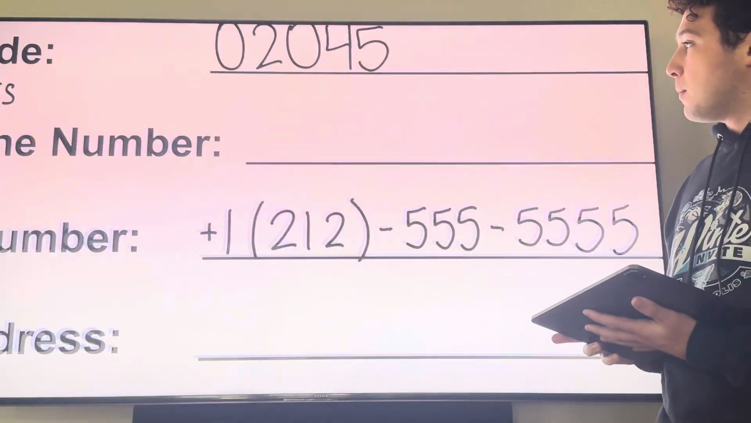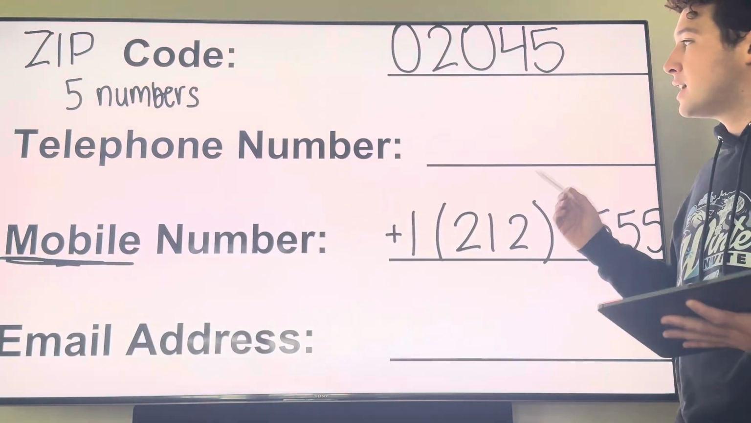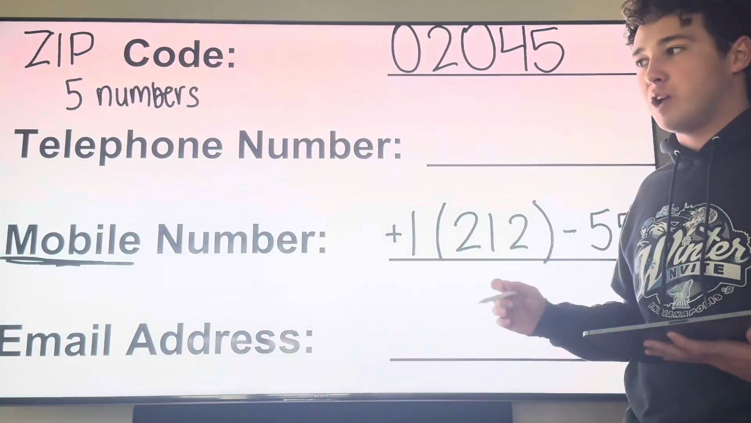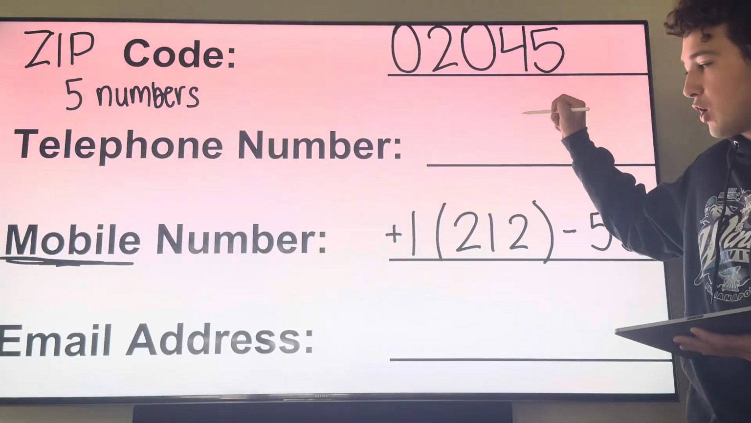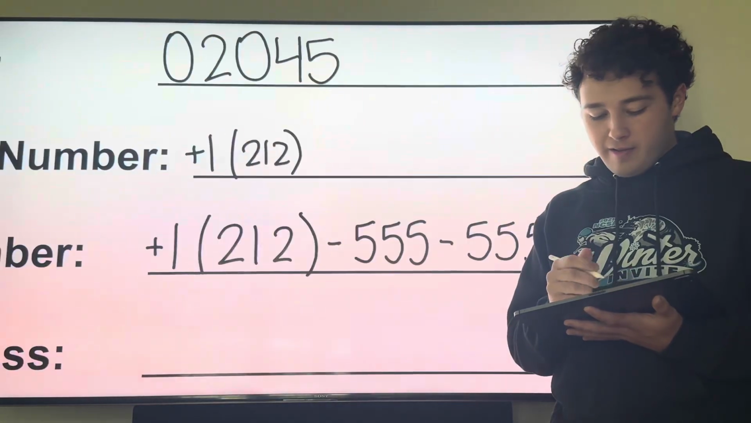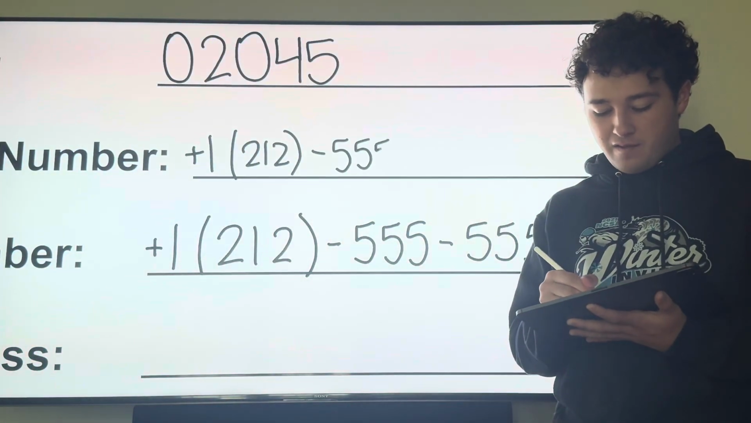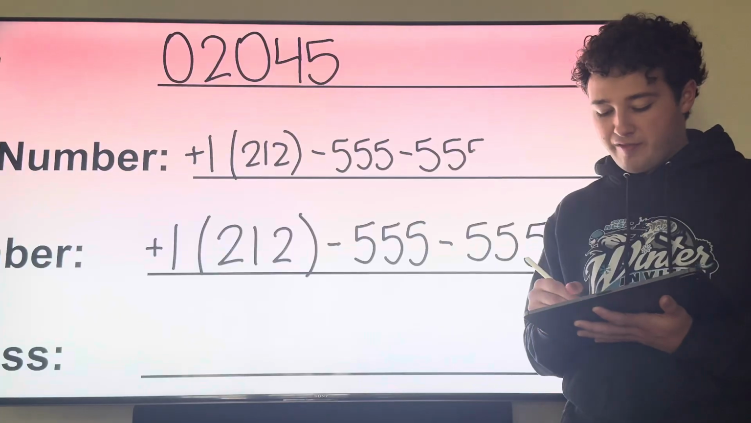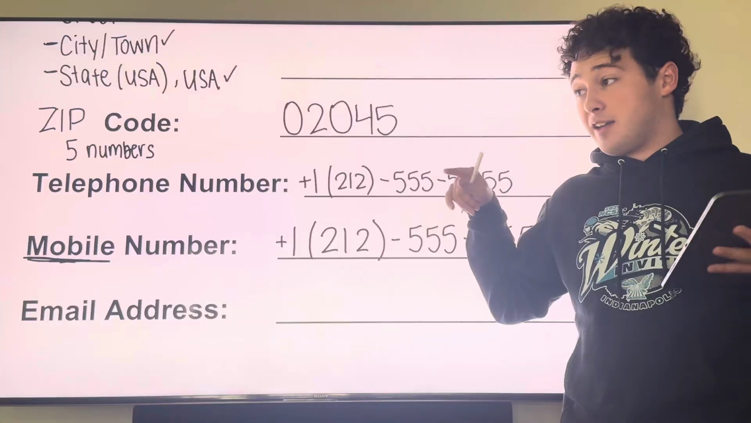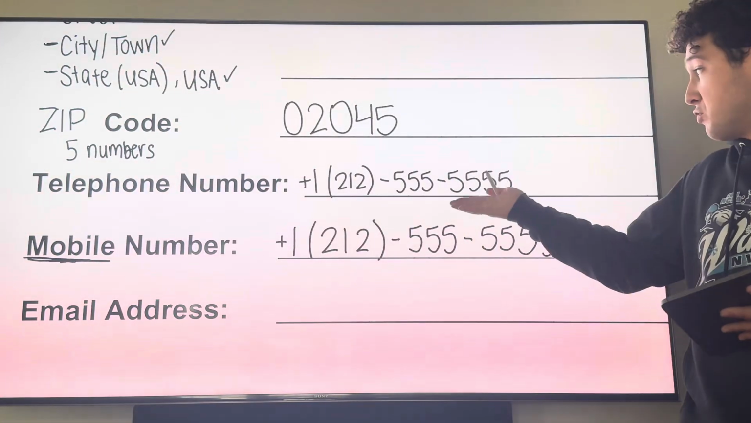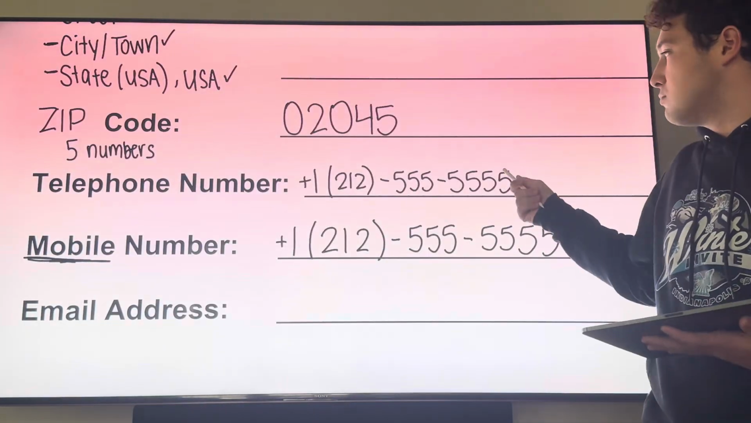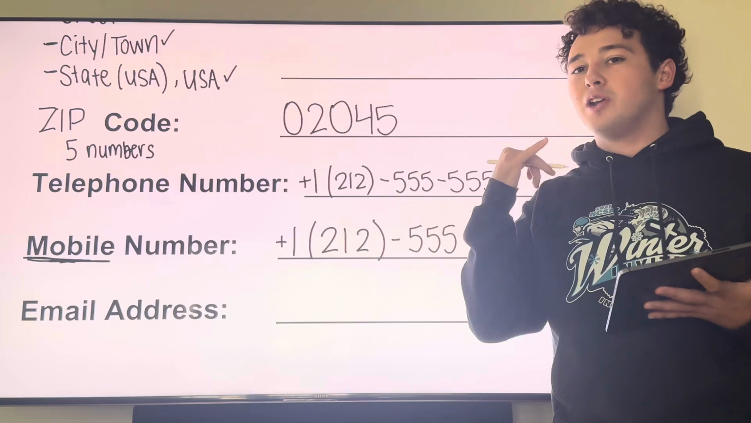Now, up here, telephone number, like I said before, often means the number for your house. However, if you don't have a house phone number, I'd recommend just putting the mobile number again. So do the same thing here. 212, 555, 5555. Right? If you do have a house phone for your house, that sounds great. Put that here. But a lot of people may not. So you can just put your mobile number in both so that they'll call no matter what.